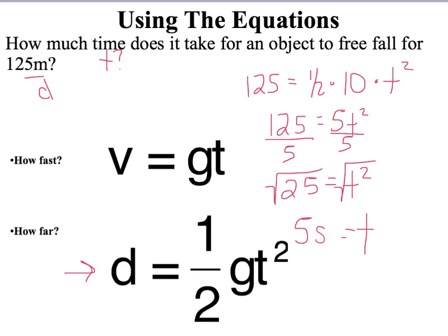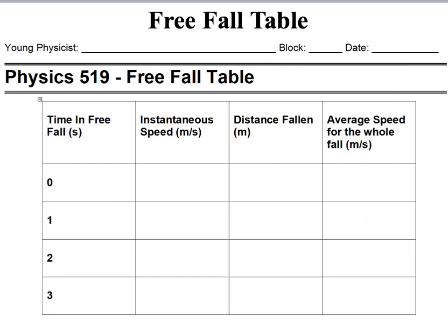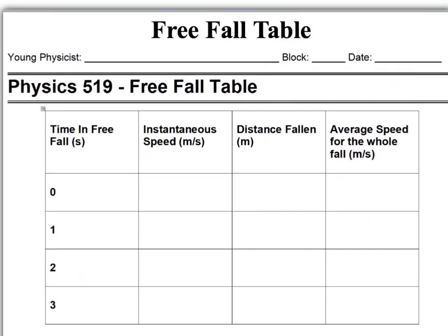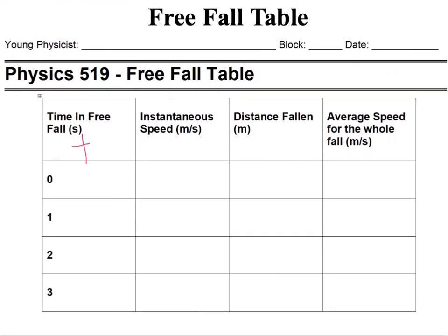So those are some example problems, and now I want to try something else, another sheet that you've been given. So one of the sheets that you're going to have to do is this free fall table. And what it's giving you is the time in seconds. So time is given to you for every one of these. It's asking you for the instantaneous speed, which is v, and it gives you a distance, and then it's asking you for the average speed for the whole free fall. Now this one's a little bit tricky, so we'll save this for last.